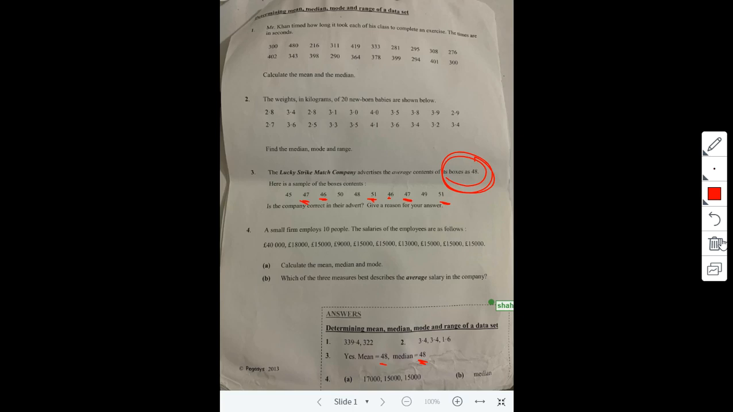Okay, so basically the question is a small firm company employs 10 people. The salaries of the employees are this. Which of the measures best describes the average salary in the company? Because the central value, actually the first thing is the central value. First of all, do you know the difference between mean, median and mode, and why median is a better way to describe the average? Do you have any idea for this?